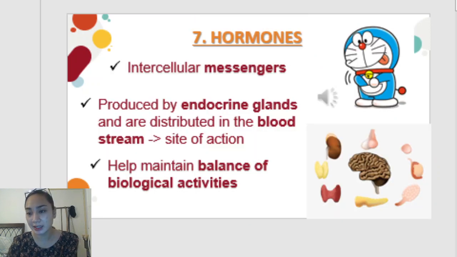Okay, and our last biomolecule is hormones. So, they are intercellular messengers. So, kung makikita nyo dito, no, si Doraemon, if you know Doraemon, isa siyang messenger. Yung pusang messenger. Kaya nga siya, pag nagsalita si Doraemon, ang mahiwagang mensahe. So, yan. Hormones are kind of like Doraemon. They are intercellular messengers. They're produced by endocrine glands and are distributed in bloodstream, which becomes the site of action. It helps maintain balance of biological activities.